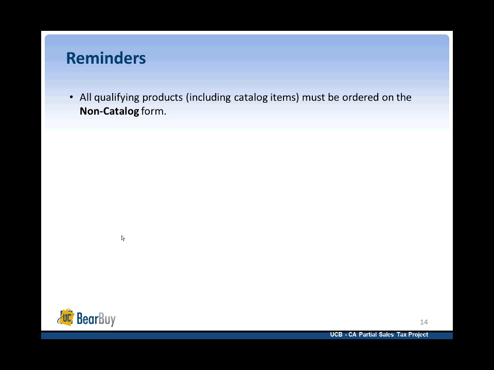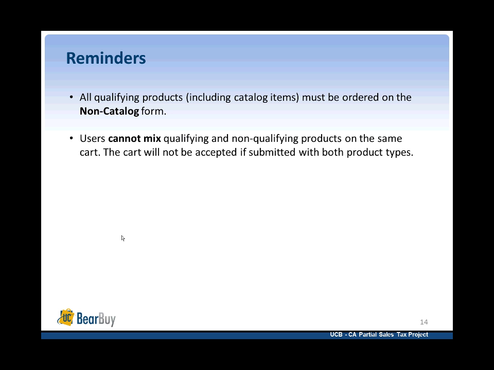They should not place the order through the catalog, since we don't have the opportunity to notify the supplier of the exemption if we just shop through the catalog. The non-catalog form gives us the ability to notify the supplier of the exemption when the purchase order is sent to them.